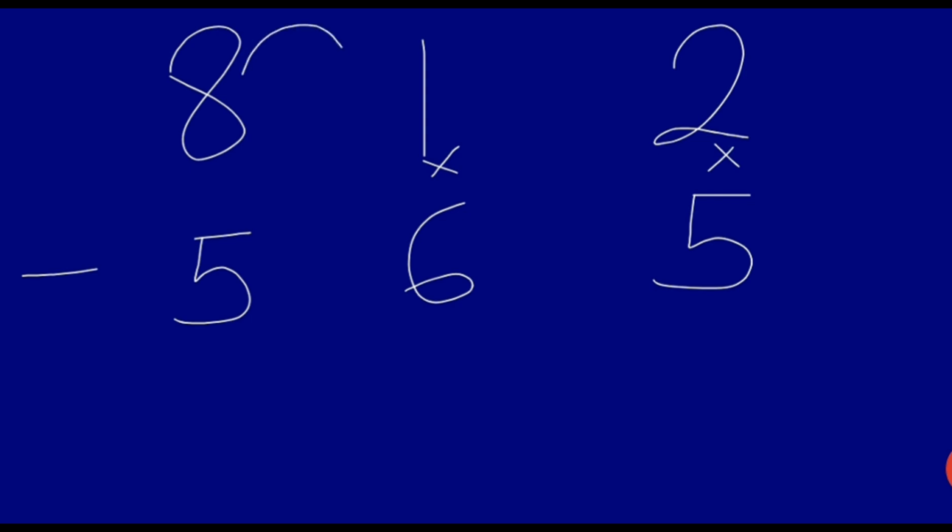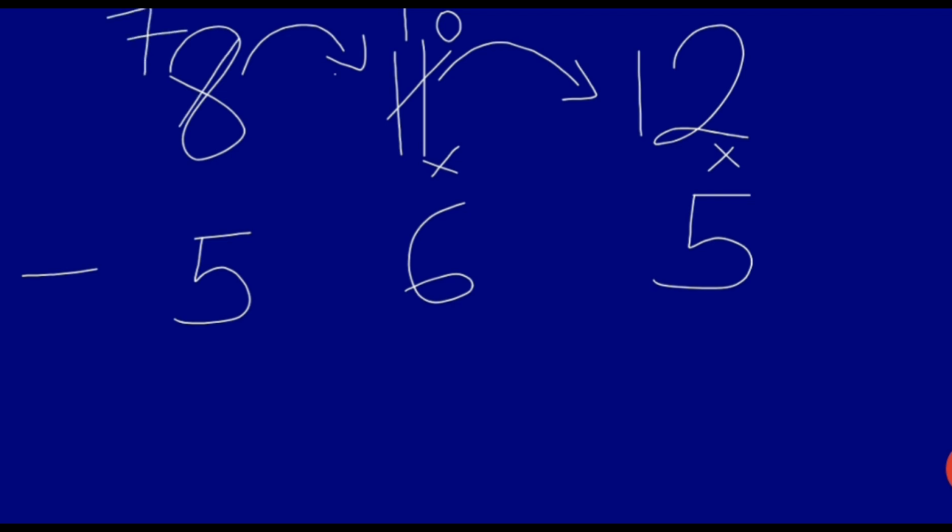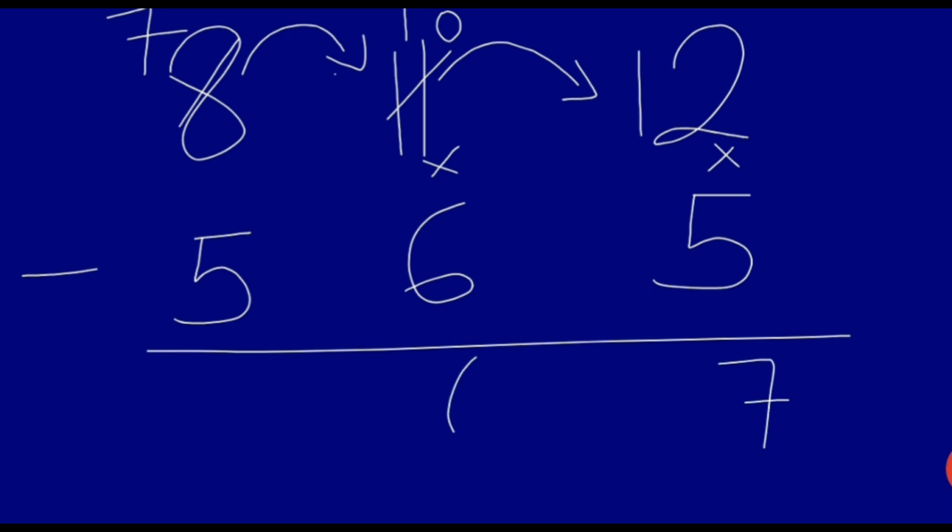Take 1 from here. This becomes 11. Move 1 from this place. This becomes 12 and this reduces to 10. And this reduces to 7. Take note. So now 12 take away 5 gives us 7. 10 take away 6 gives us 4. And 7 take away 5 gives us 2.